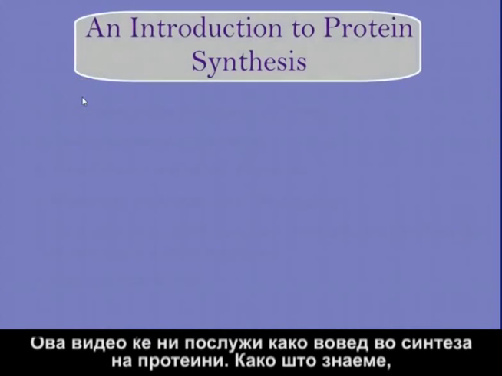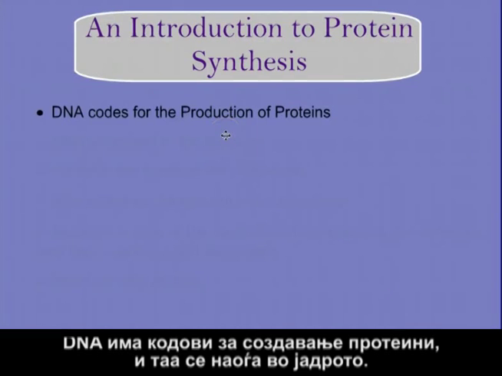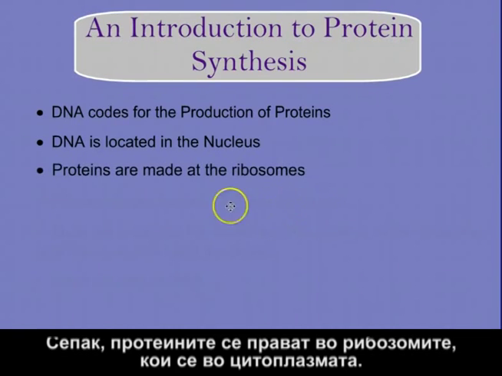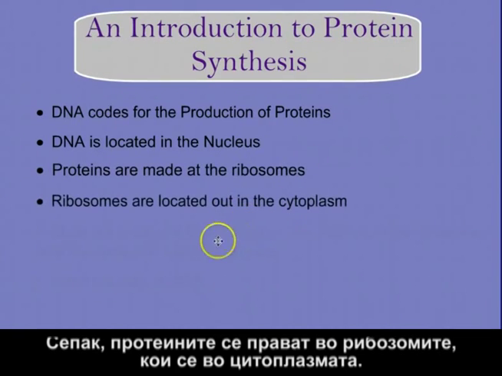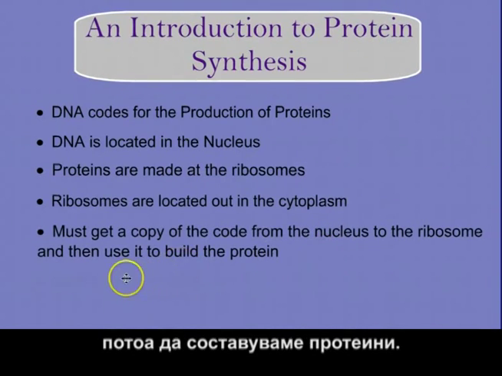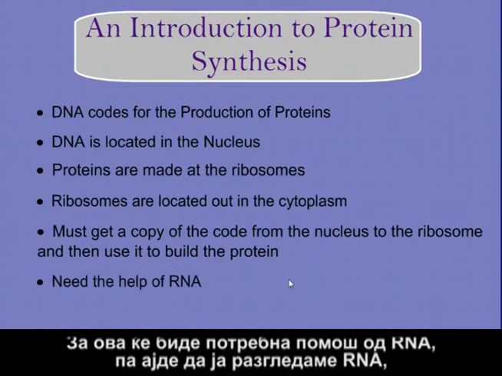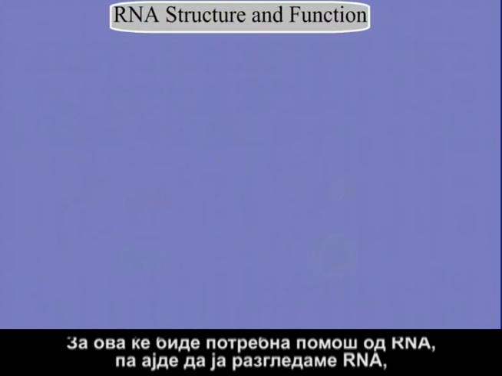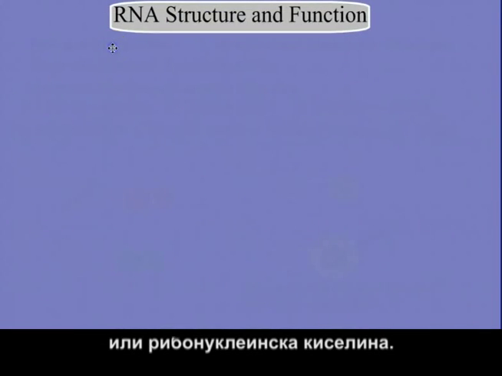This video will serve as our introduction to protein synthesis. As we know, DNA codes for the production of proteins, and DNA resides in the nucleus. However, proteins are made at the ribosomes, which are out in the cytoplasm. So we must get a copy of the code from the nucleus to the ribosomes and then use it to build proteins. This is going to require the help of RNA. So let's take a closer look at RNA, or ribonucleic acid.